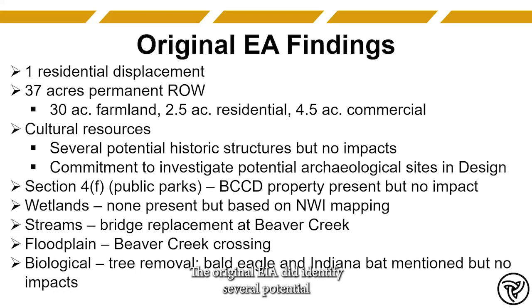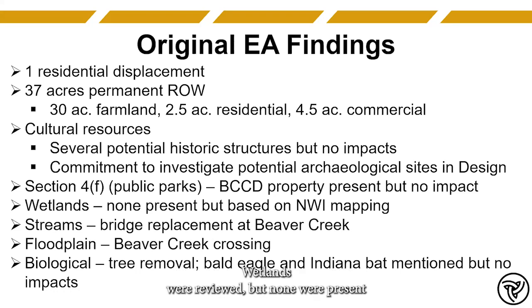The original EA did identify several potential historic structures, but identified no impacts to them. And IDOT also at the time had made a commitment to investigate potential archaeological sites during the design phase. I mentioned here section 4F. I'll get into exactly what that is in a few slides upcoming, but basically it has to do with impacts to public parks and recreation areas. At the time, the Boone County Conservation District had property along the corridor, but the design back then did not impact it.